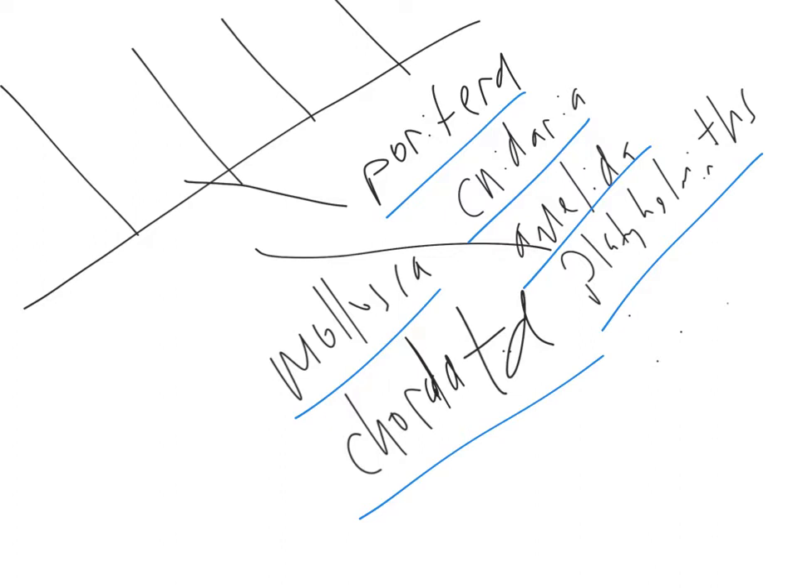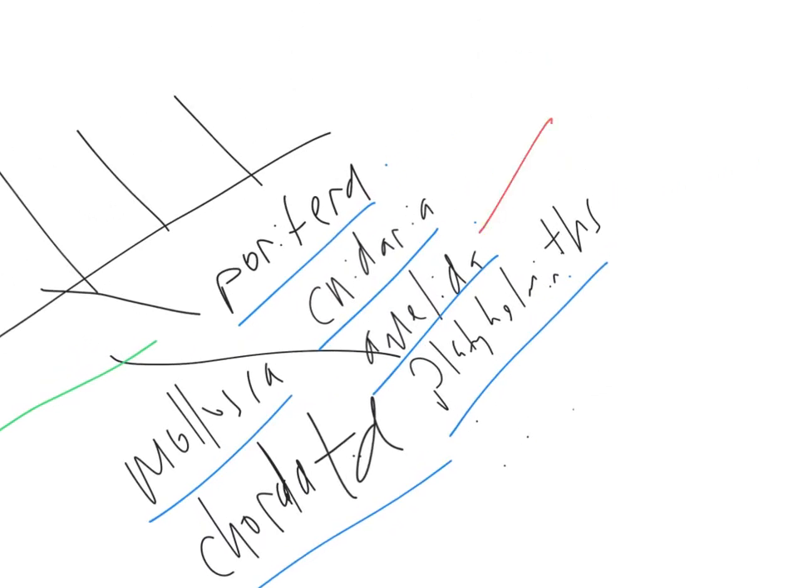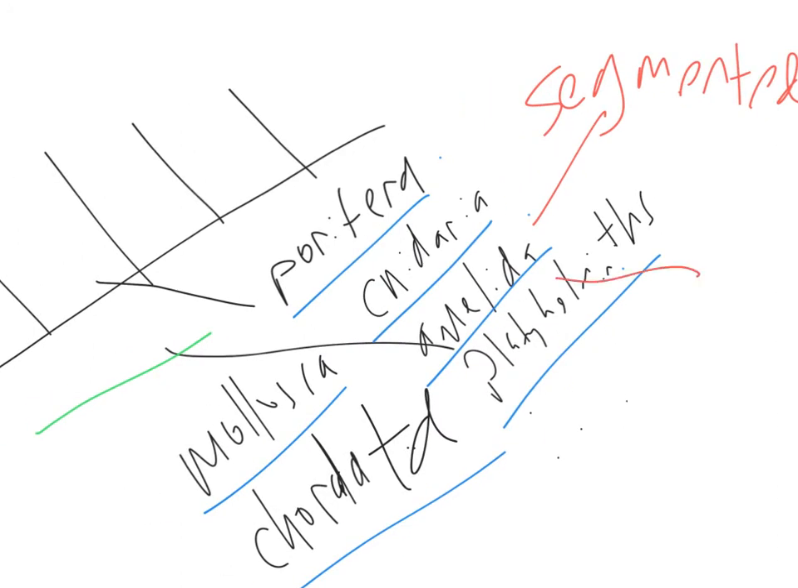Cnidaria is like sea anemones. Porifera are sponges. Platyhelminthes are flatworms. Annelidas are roundworms. For example, I can tell you one thing. Annelida, these are segmented. You are segmented. Okay? So everything that evolved after Annelida has segments. And that is how you draw a cladogram. Good luck today.